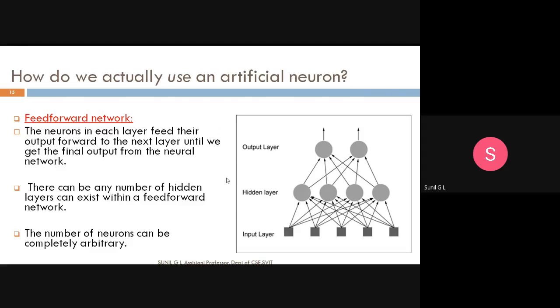There can be any number of hidden layers within a feed-forward network. It may be one hidden layer up to n hidden layers. The number of neurons can be completely arbitrary and independent. We choose based on the requirements.